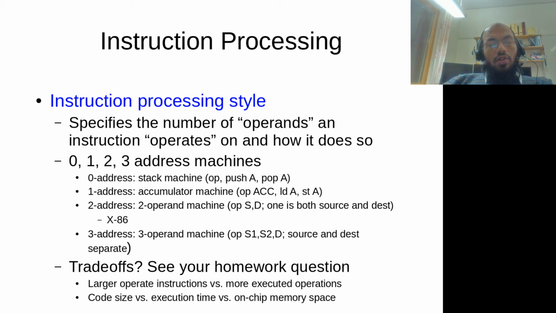And larger instructions versus more executed operations. So do you want one large command, or do you want more operations that execute very fast? Code size. So if you have a zero address stack machine, then the code is large, but the execution time will be quite fast because it's actually not complex at all. Versus if you have something with 3 addresses, then the code might be smaller, but it takes more time to execute the commands.